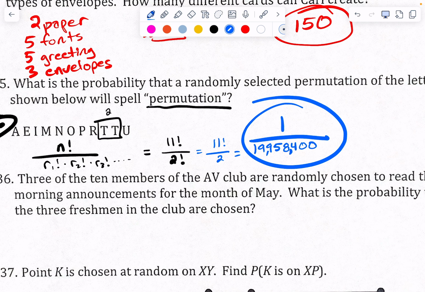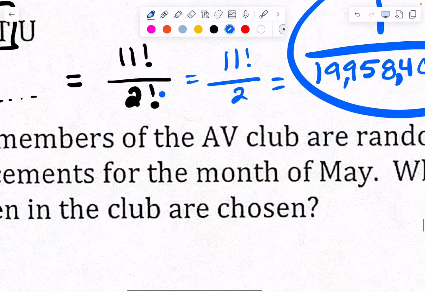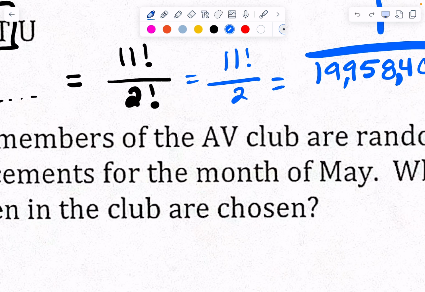What do you do if there's worse than that, like if there's 2 T's and there's 2 O's? Then it would be 11 factorial divided by 2 factorial times 2 factorial. So you would do this first. 2 factorial times 2 factorial would be 2 times 1 times 2 times 1. So you're going to divide by 4, right? Okay. Yes. Good question.